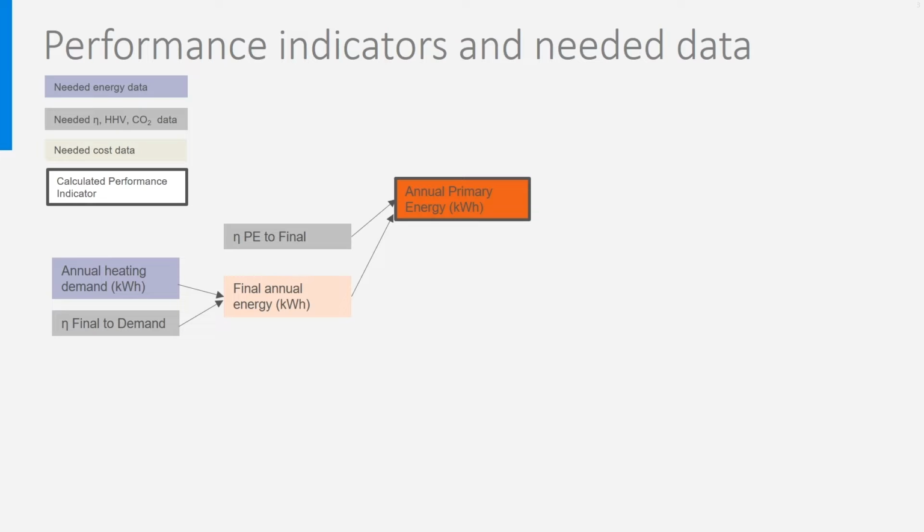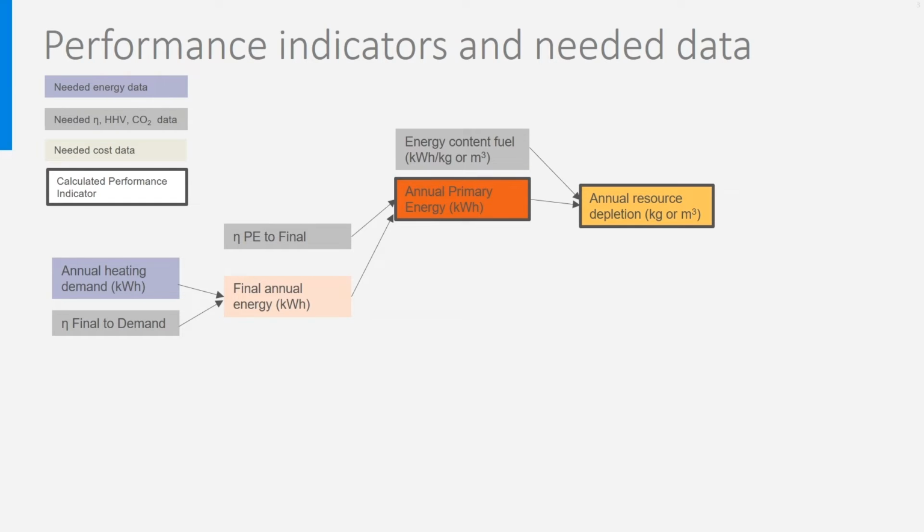By combining the annual primary energy with the energy content of the fuel, the higher heating value, the annual quantities of fuels needed and therefore depleted can be estimated. By now combining the primary energy with the specific CO2 equivalent emissions, the annual CO2 emissions responsible for global warming can be estimated. We are now going to add the costs.